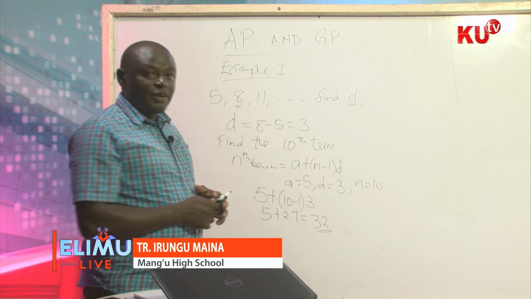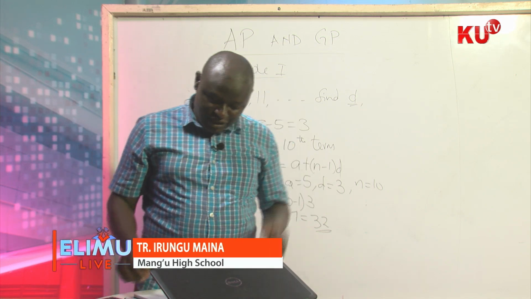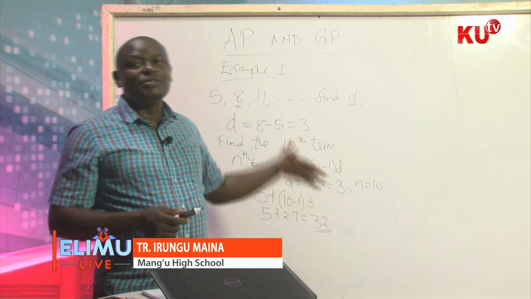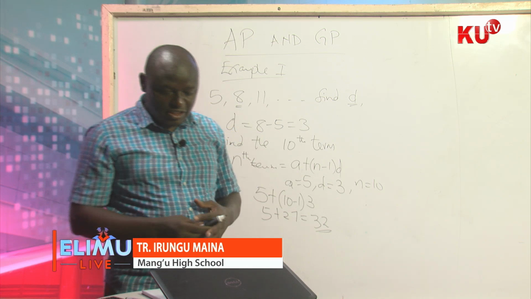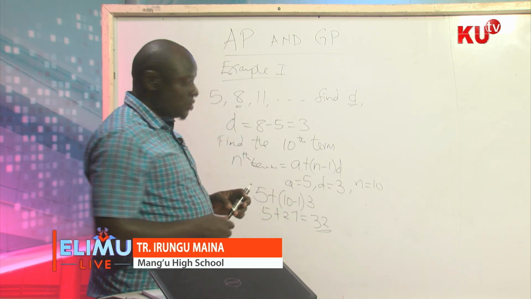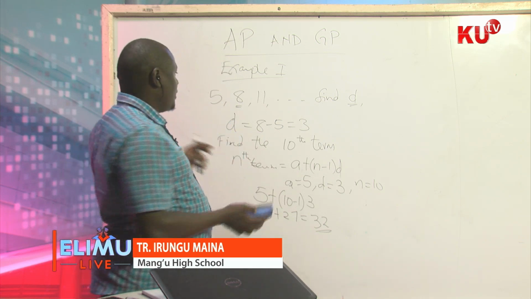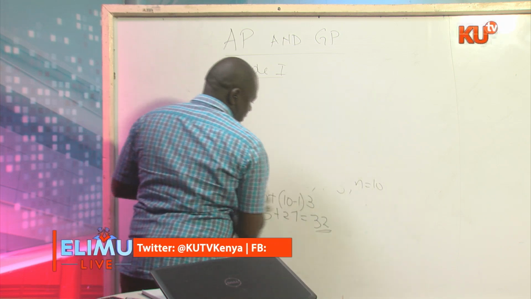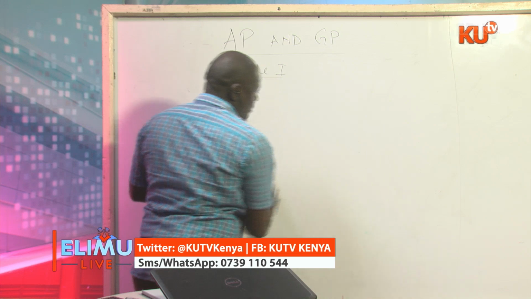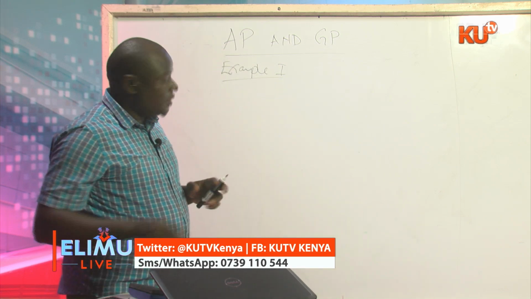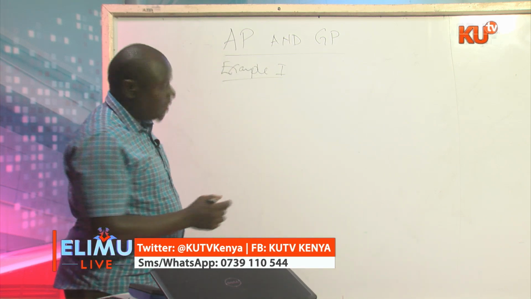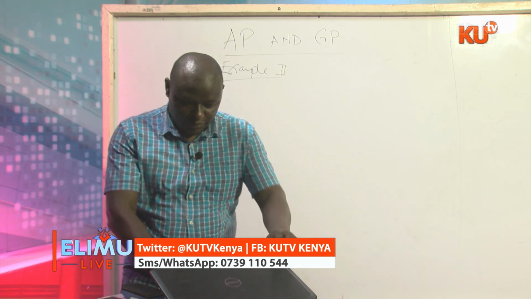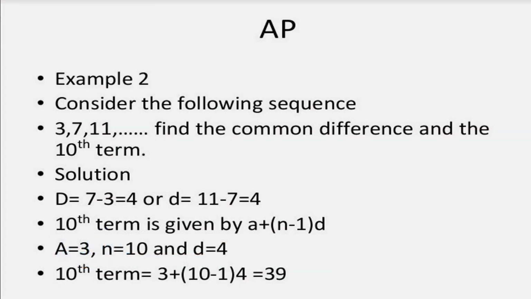All right, can we do example 2, if that is understood? We are doing examples in AP first, then we shall do examples in GP. Example number 2. I hope I am clear in terms of voice. Can everybody hear us? Example number 2 is already on your screen.